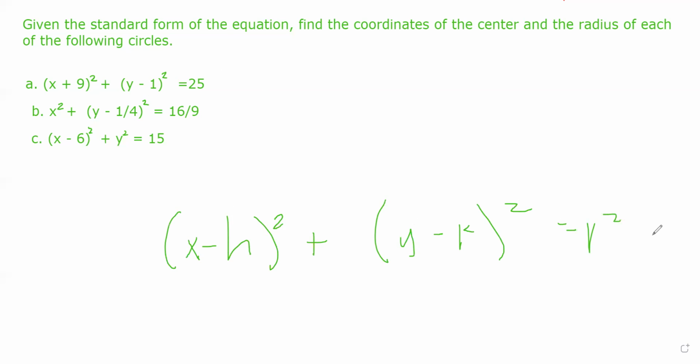For the standard form of the equation of a circle, we have this equation: (x − h)² + (y − k)² = r². To identify the coordinates of the center, we just have to determine the value of h and the value of k. So for the center, that is (h, k). And for the radius, we just have to find the value of r. So for our first example, we can easily identify the values of h and k.